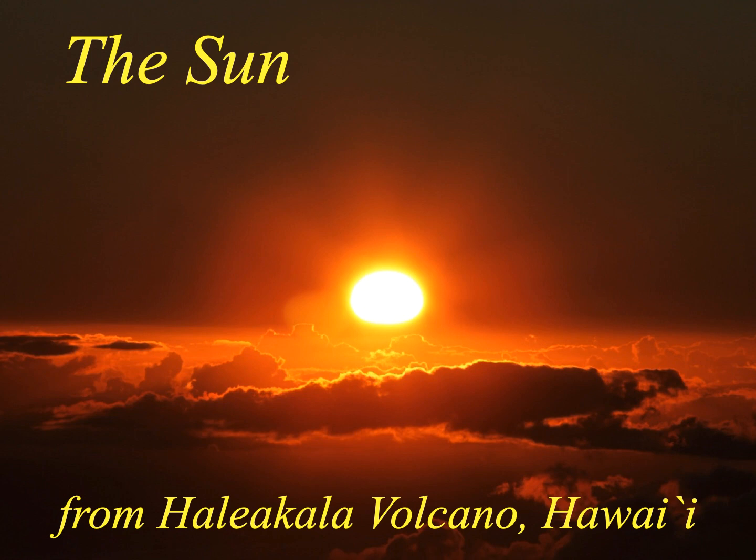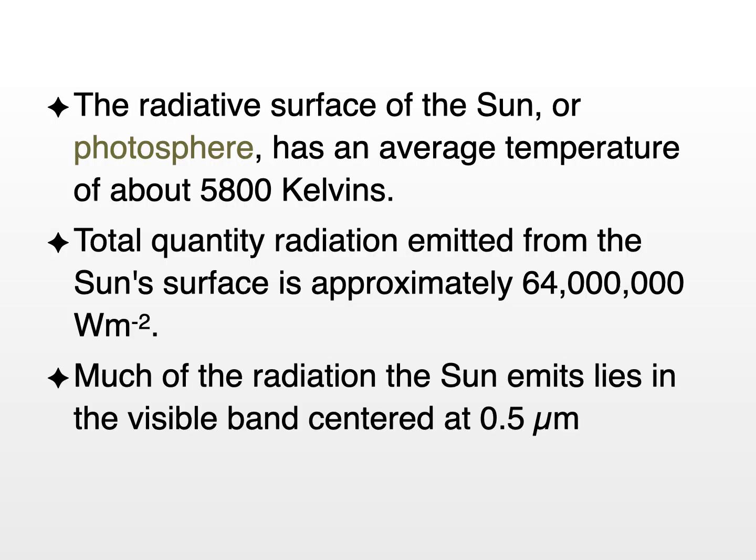At the surface of the sun, the temperature is about 5,800 Kelvin. And this radiative surface, the name of it is the photosphere. Now, with a temperature of 5,800 Kelvin, plug that number into the Stefan-Boltzmann equation, and the equation suggests that the amount of radiation emitted from the sun's surface should be in the neighborhood of 64 million watts per meter squared.